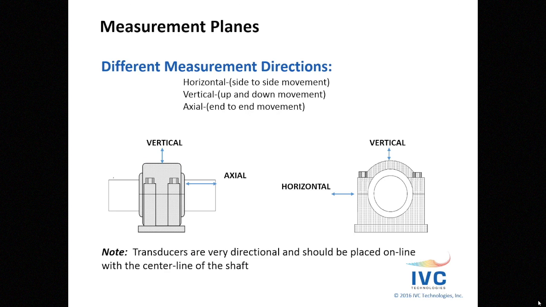Another important thing, measurement planes. Different measurement directions are going to determine what you see in terms of the vibration shape itself. Do I need to measure in the horizontal, which would be side to side, vertical, or even axial? Typically, if you're looking for things that generate a lot of thrust, like angular misalignment, the axial measurements are particularly important. You should note transducers are very directional and should be placed on line with the center line of the shaft if at all possible.